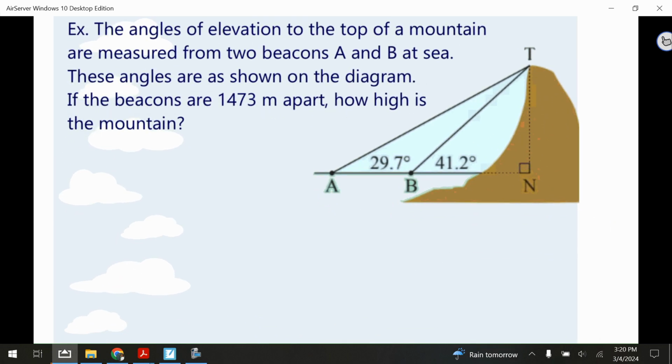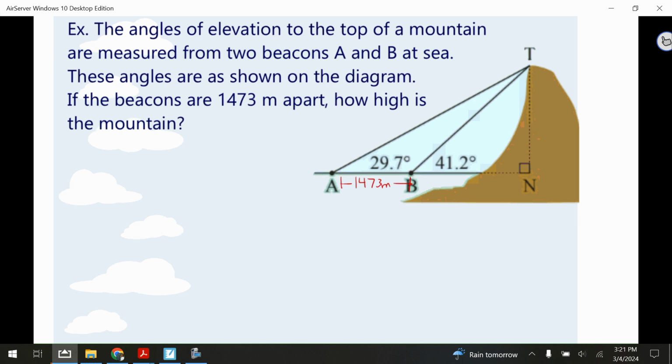So we have the angles of elevation to the top of a mountain measured from two beacons, A and B, at C. These angles are shown on the diagram. If the beacons are 1,473 meters apart, how high is the mountain? So let me first write the given information. The two angles are already given, but we know the beacons, beacon A and beacon B, are 1,473 meters apart, like that from A to B.